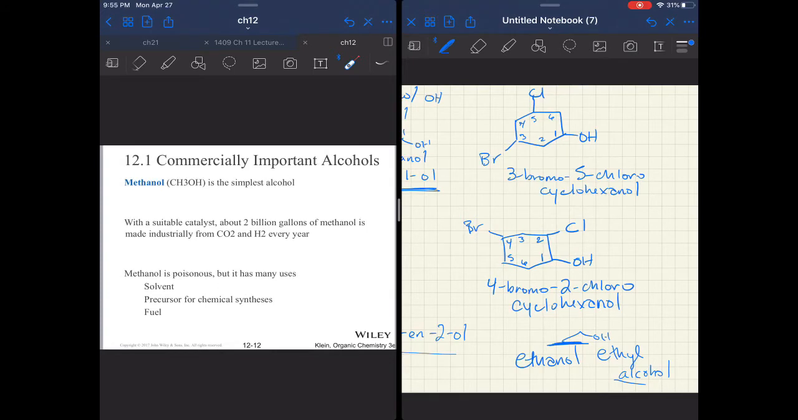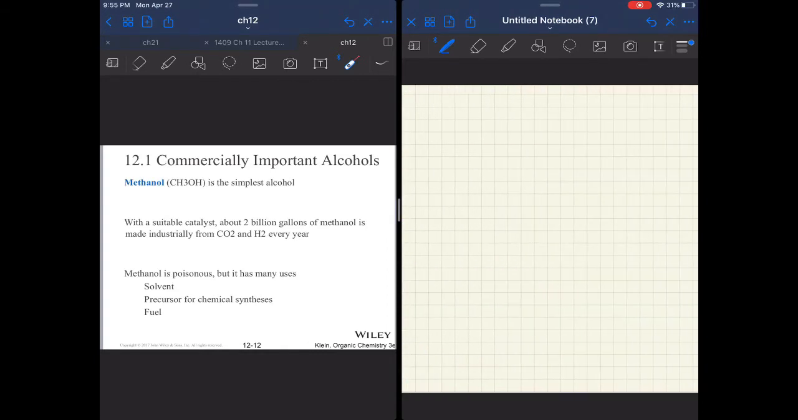There's always going to be a section on commercially important versions of that functional group. And so there's a few slides here on some important alcohols. They tend to be the simplest ones. Methanol is the smallest, simplest alcohol. And we use it in synthesis. We use it industrially. It's used as solvents for a lot of things. I know it's used in some dry cleaning processes. It's also used as fuel. It is poisonous. Most alcohols, or especially small alcohols, are.